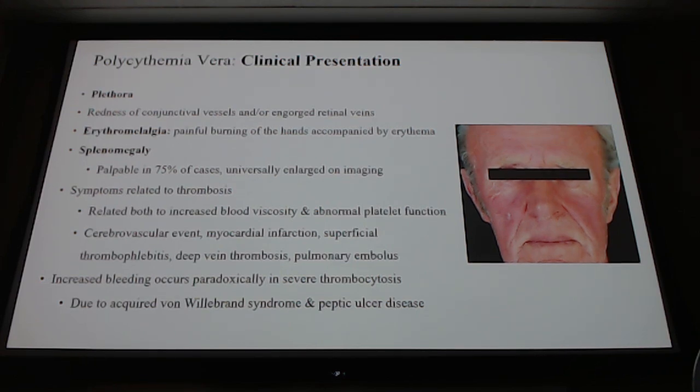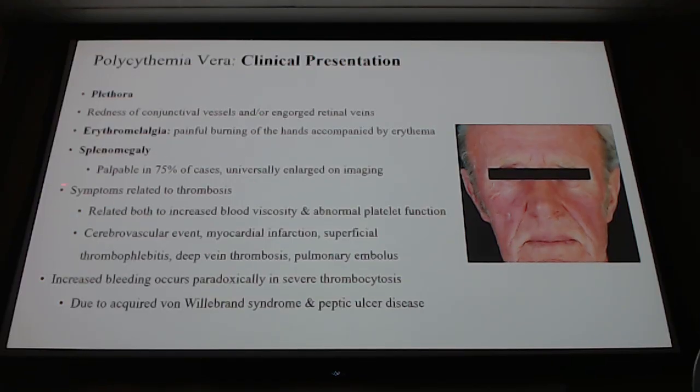But if I start putting this together, we're going to have enlargement, redness of those conjunctivae, so his eyes are going to be red. Erythromelalgia, what is that? It's that painful burning sensation of their hands, accompanied by erythema, so no matter what they do, their hands just feel like they're burning. Splenomegaly, right, palpable in 75% of the cases. So that's a physical exam finding you're probably going to find on this patient.